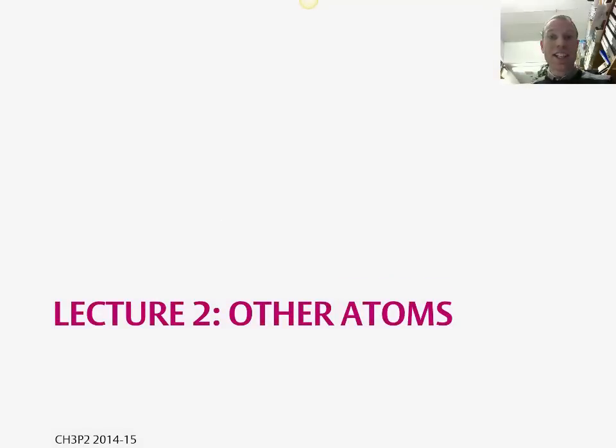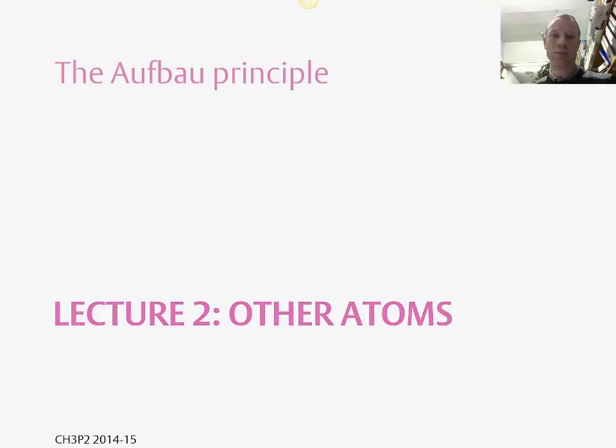Hello and welcome to this second lecture in this course on atomic and molecular structure and spectroscopy. So in last lecture we looked at the hydrogen atom and the electronic states available for a hydrogen atom and some of the transitions between them. Today we're going to move on and look at other atoms, so atoms with more than one electron.